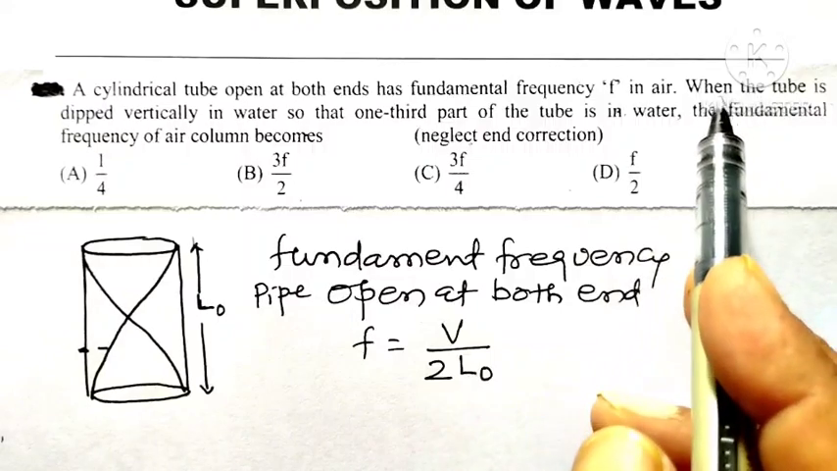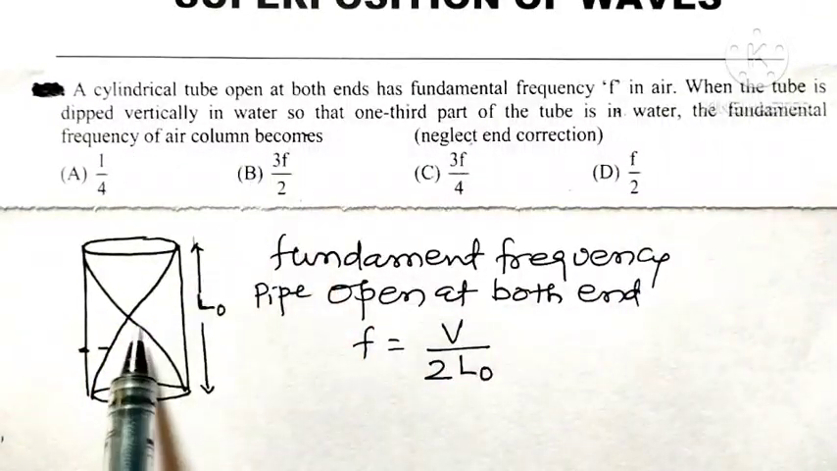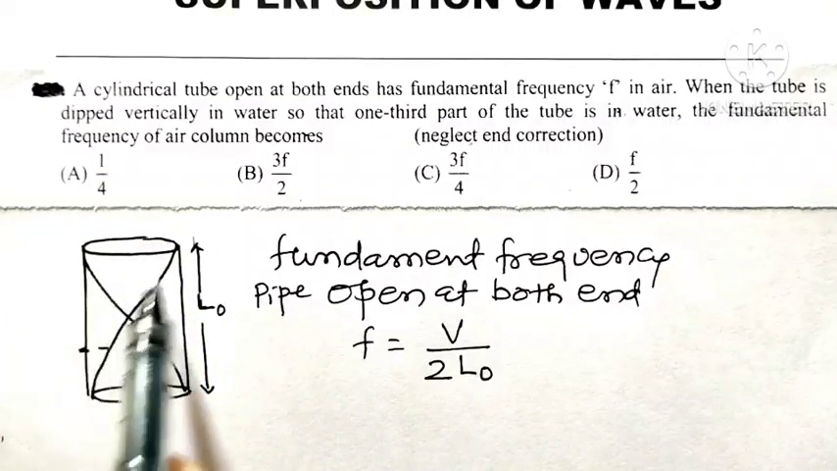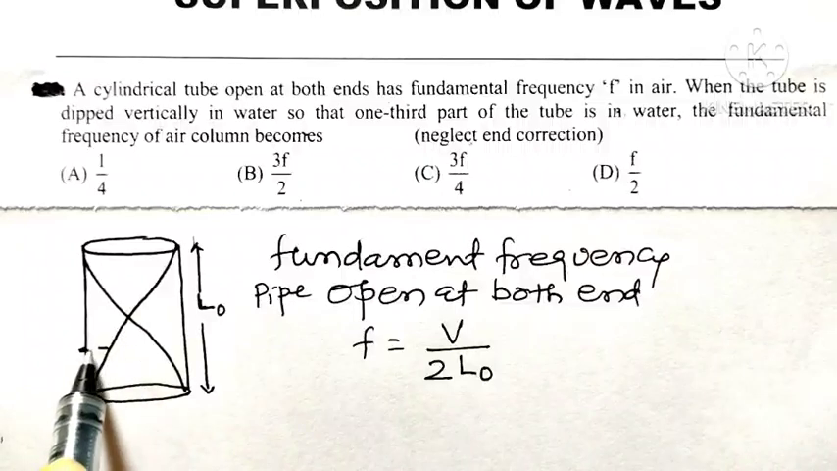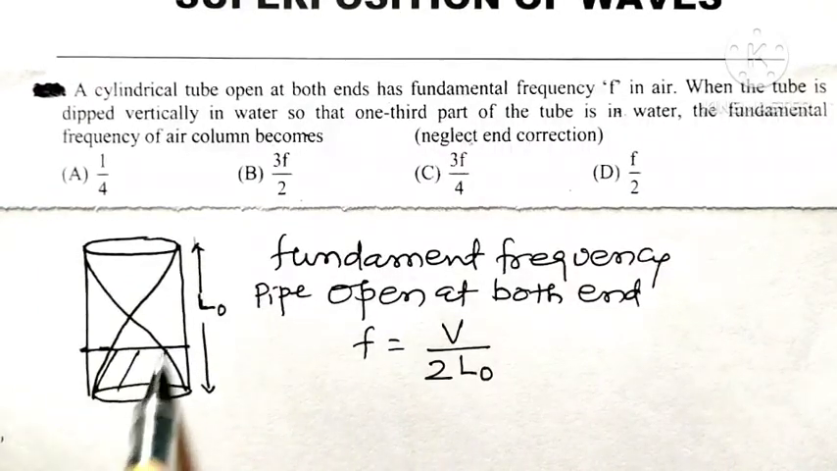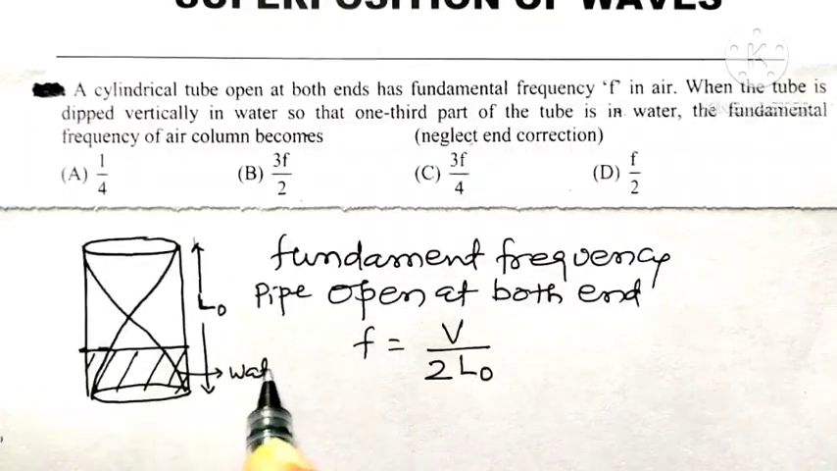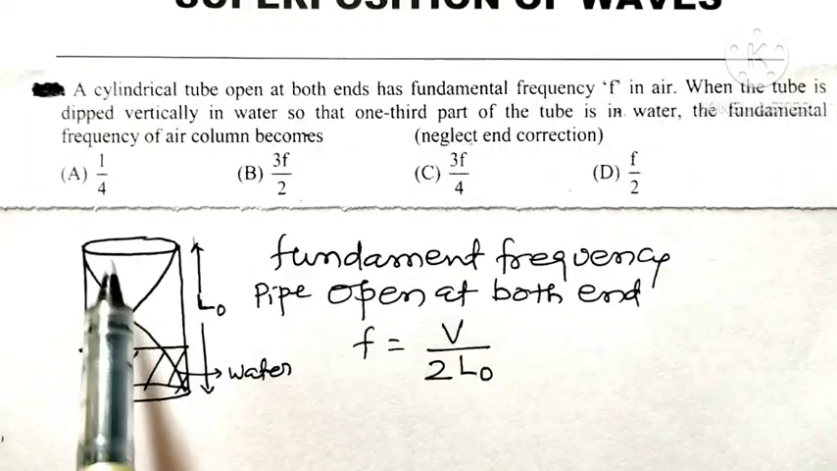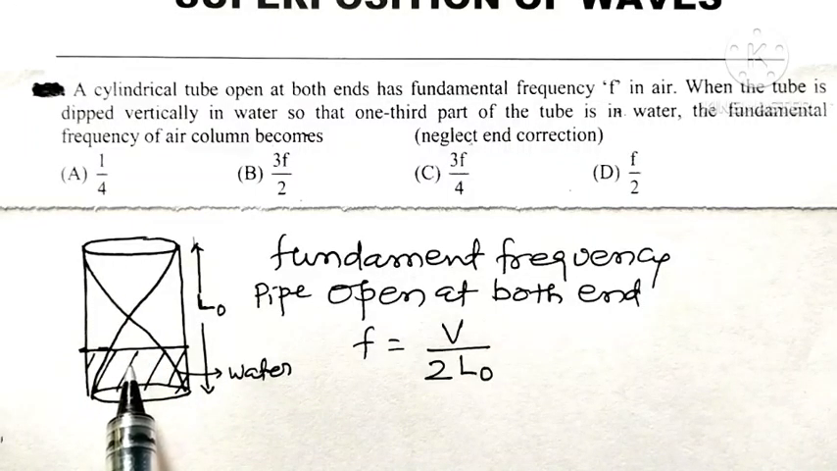Now see what is given. The tube is dipped vertically in water so that 1/3 part of the tube is in water. Suppose this is the 1/3 part of the tube, and it is dipped vertically in water. Then what happens? This tube gets converted into a tube which is open at one end and closed at the other end.